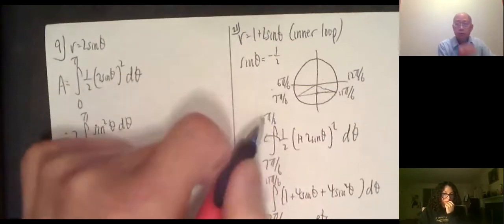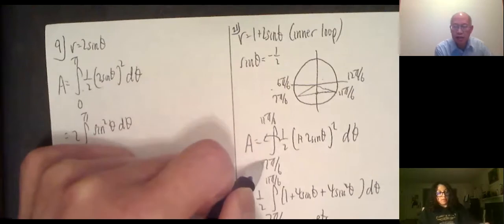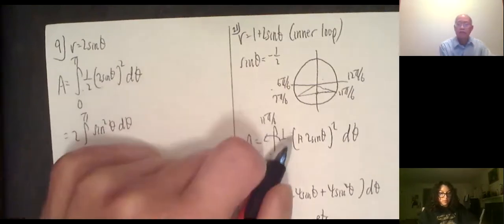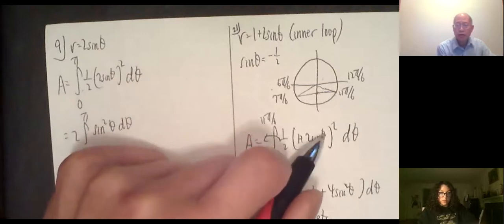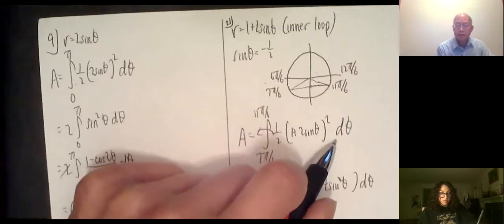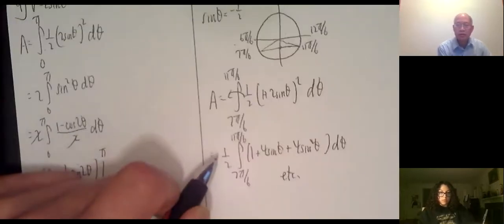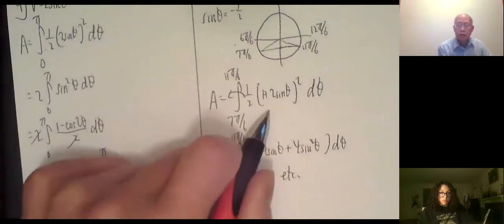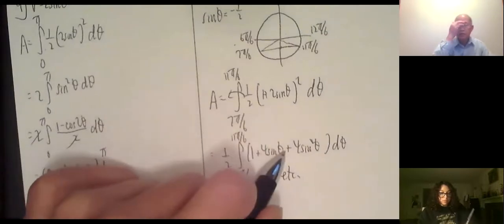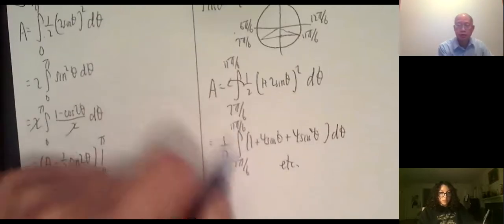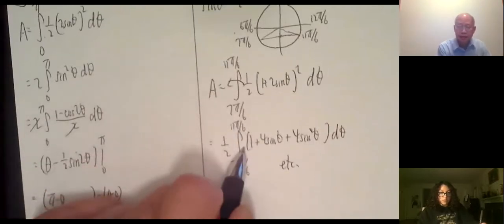Okay, so you're going to integrate from 7 pi over 6 to 11 pi over 6 of the function 1/2 times (1 plus 2 sine theta) squared d theta. Okay, so I'm going to say et cetera after I square this. Half comes outside. 1 plus 4 sine theta plus 4 sine squared of theta. Okay, and I'll just say et cetera. You finish the rest of that. That's the setup. Okay, that's easy to integrate.